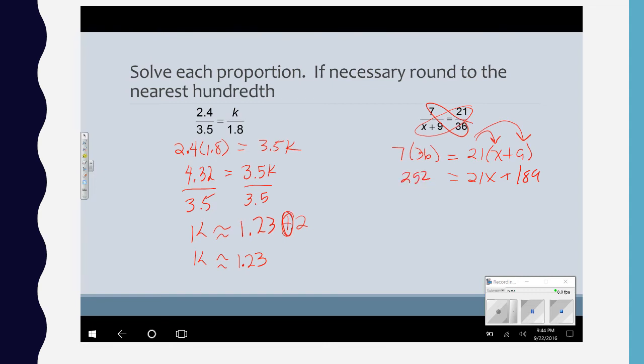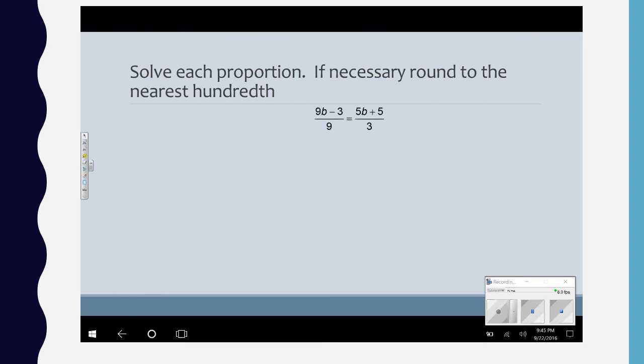So now I've got a two-step equation, so I'm going to subtract 189 from both sides. And when I do that, I get 63 equals 21x. When I divide by 21, x equals 3. Notice I keep flipping sides. In a couple days, you guys are going to learn that there's a property that lets us flip these sides. It's called the symmetric property, so I'll just throw that little teaser out there for you, kind of like a cliffhanger. All right, one more problem.